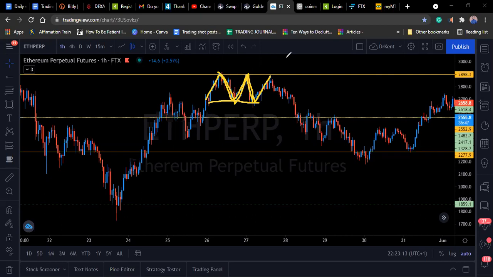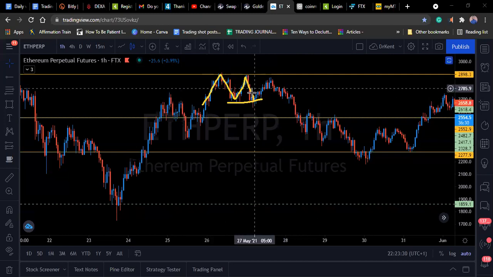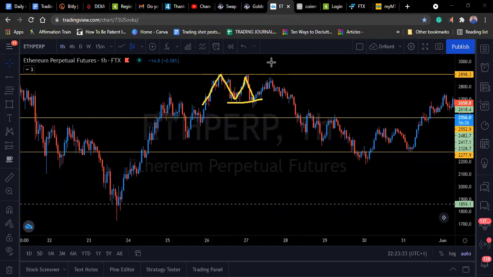So for the conservative guys, when the M happens like this, they wait for a breakout. If there's no breakout, they don't sell. The reason is because what if they sell here? What if they sell here? Sorry.